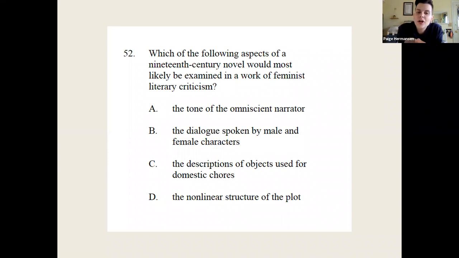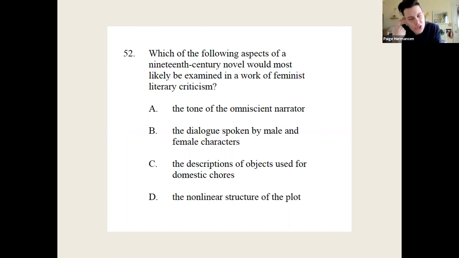Which one of these answer options looks more like something that a feminist scholar would be interested in? If I'm looking at the roles of men and women, Spencer, you're absolutely right. The dialogue spoken by male and female characters. Yes, it's the only answer option that has anything to do with the tenets of feminism, right?